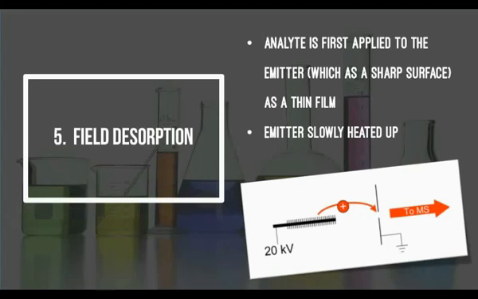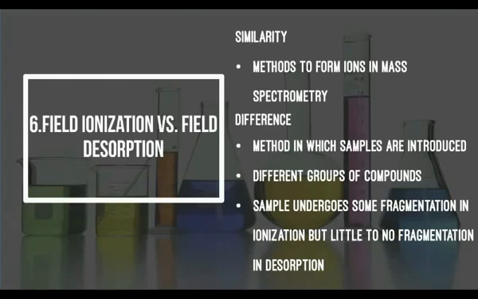Field ionization and field desorption, although similar in the sense that they are both methods to form ions, have various differences. The methods in which samples are introduced into the ion source differ for field ionization and desorption. They also ionize different compounds, as field ionization deals with compounds that are more thermally stable as compared to field desorption, where compounds are less thermally stable. In field ionization, there exists some fragmentation due to the heat for sample volatilization. This is where the sample is converted to gaseous state. Unlike in field desorption, where there is little to no fragmentation.